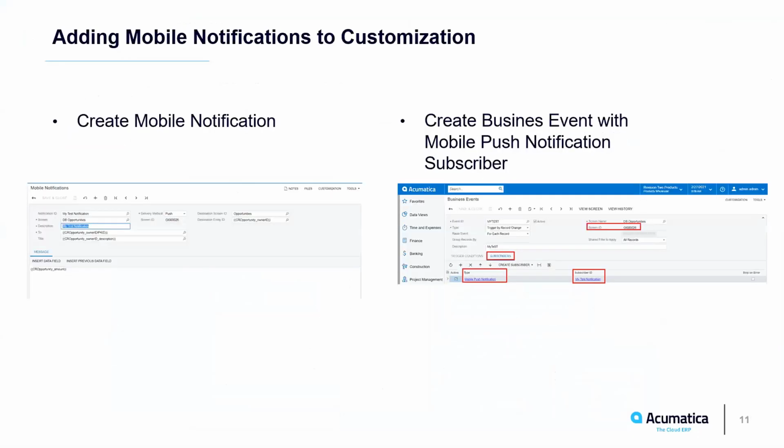Another thing I wanted to mention is how to export your mobile notifications to other instances. Let's say you have your mobile notification on your Acumatica development instance, or your local instance, or a sandbox, and it is working properly for you, but you need to export this to your production instance that is hosted on a different server. You can accomplish this by creating a business event that uses your mobile notification as subscriber. So we can see here.